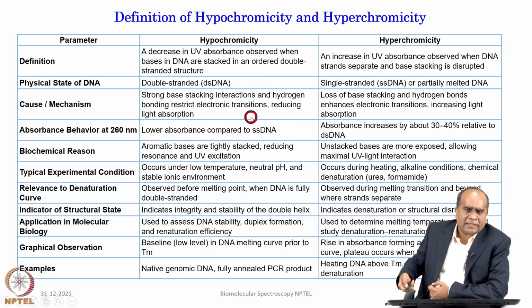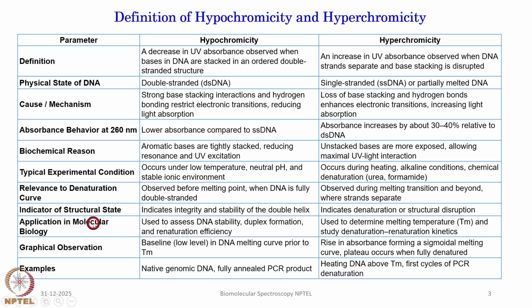The aromatic bases are tightly stacked, right. So therefore UV excitation is lower. Here it is unstacked, more exposed, allowing maximum UV radiation. The typical experimental condition, right. So this occurs under low temperature, neutral pH and a stable ionic environment. But if you increase the temperature or change the pH, basically it will unstack, the hydrogen bonds will be broken and you form single stranded DNA and therefore hyperchromicity.